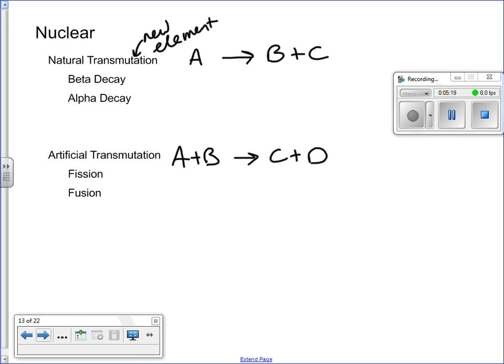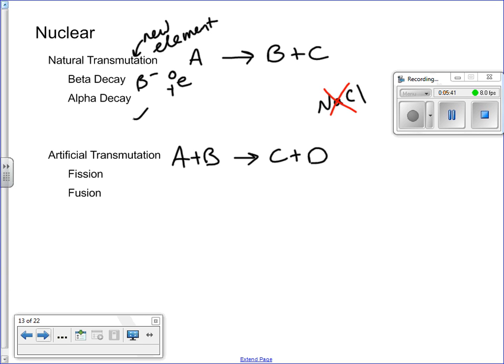The key to these is that they are nuclear reactions, so it's not going to be something like NaCl anymore. We're looking just at the nucleus. So when you're looking at beta decay, it's spitting out a beta particle. What's a beta particle? It's an electron. It looks like that, okay?